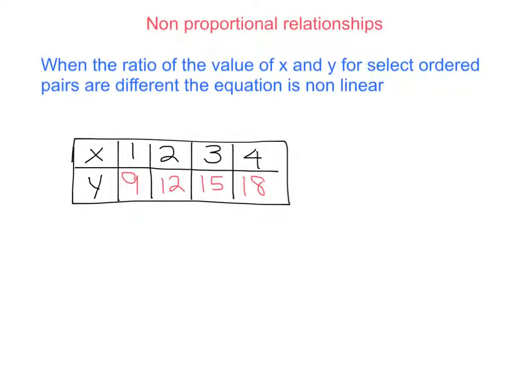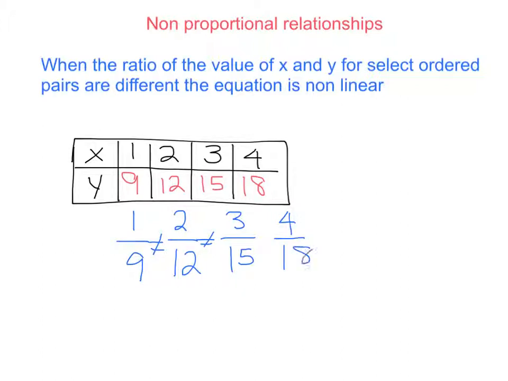When the ratio of the values of x and y for select ordered pairs are different, the equation is not linear. So if you wrote a fraction for the first set of ordered pairs, it would be 1/9. The second set is 2/12. Those are not equal to each other. The next one is 3/15, which again is not equal, and 4/18, which is not equal. So you can see here that the ratios of each of these are not equal to each other, making it non-linear.